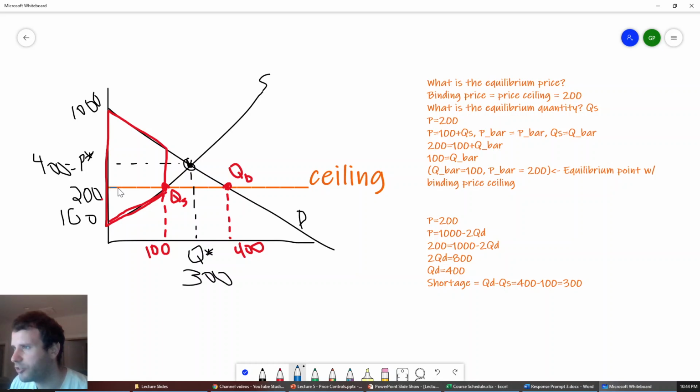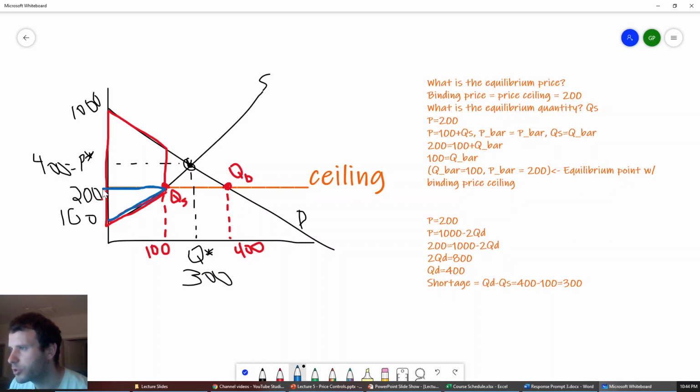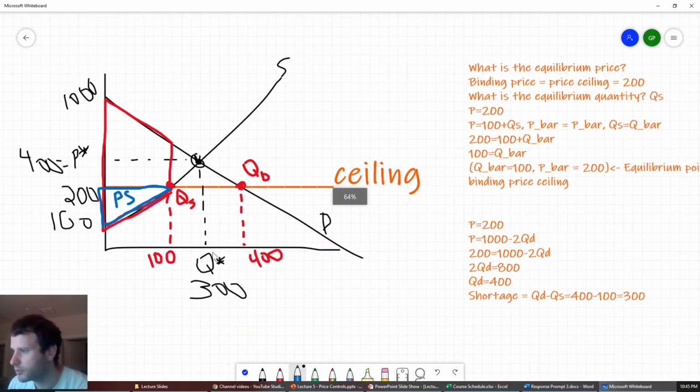Your producer surplus, maybe I need this a little bit bigger. Your producer surplus is going to be this in blue, right? It's going to be the difference between the supply curve and the equilibrium price, which is now the price ceiling. Okay, so it's the same interpretation. It just looks a little bit different. So it's the area between the supply curve and the equilibrium price.